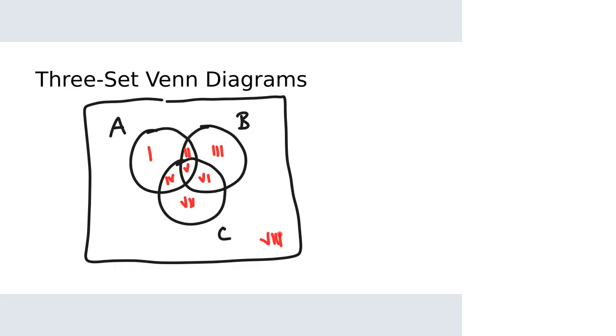Sometimes I'll say 3 set, sometimes I'll say 3 circle, means the same thing. So we have a 3 set Venn diagram with sets A, B, and C, and this is how we're going to name those regions. 1, 2, 3, 4, 5, 6, 7, and 8, and we're going to use Roman numerals when we name those regions. Let me know if you have any questions on this before we start going through some examples of 3 set Venn diagrams.